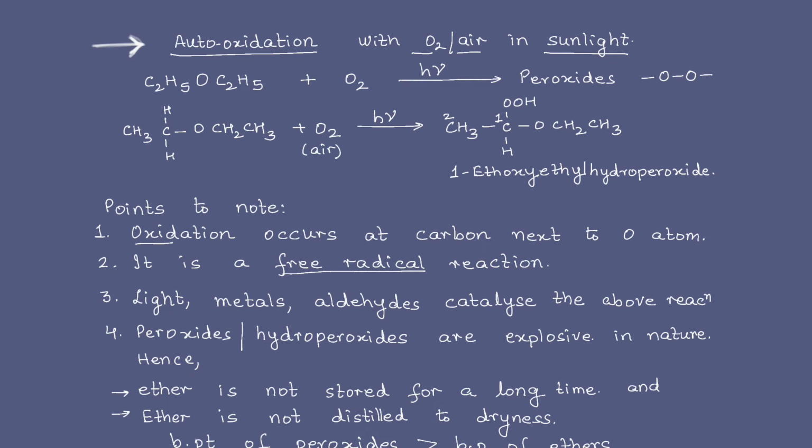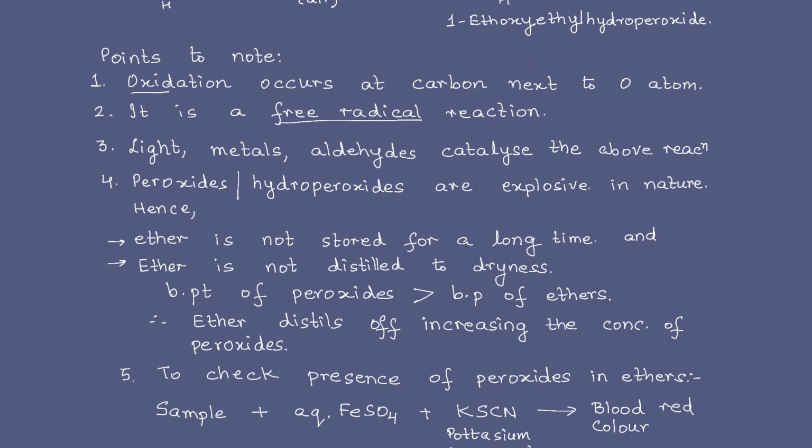Now, these peroxides are actually very, very dangerous. They are explosive in nature. That is why we never distill the ether to dryness. If we distill the ether to dryness, our peroxides have higher boiling point than the boiling point of the ethers. So the ether will distill off. With the result, what will happen to the amount of peroxide in the distillation flask? Yes, obviously the concentration is going to increase. Greater the concentration, greater the risk.